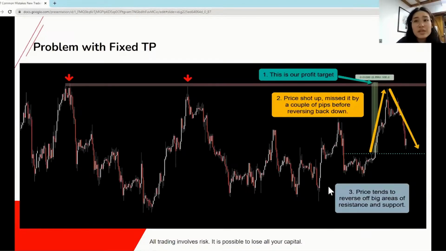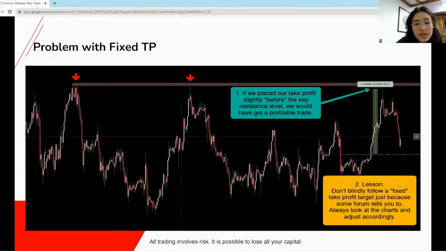So this is how it played out in the end. Let me show you. This is the before and this is the after. So this is our profit target, and price shot up but missed it by a couple of pips before reversing back down. And the reason for this is because price tends to reverse off of big areas of resistance and support.